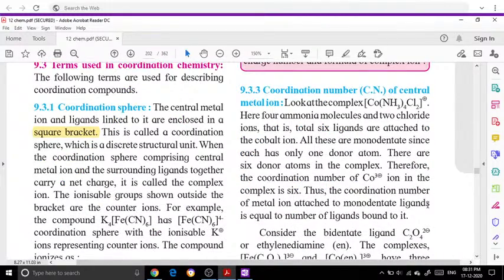Now, coordination number of the central metal ion. So look at this complex, [Co(NH3)4Cl2]. Now we will also see how to give the names. What actually is the method of giving names to these compounds? That we have to see. So here 4 ammonia molecules are there and 2 chloride ions are there. So a total of 6 ligands are present. All these are monodentate, since each has one donor atom, so there are 6 donor atoms in the complex. Therefore the coordination number of this is 6. Because there are 6 donors, the coordination number is 6.